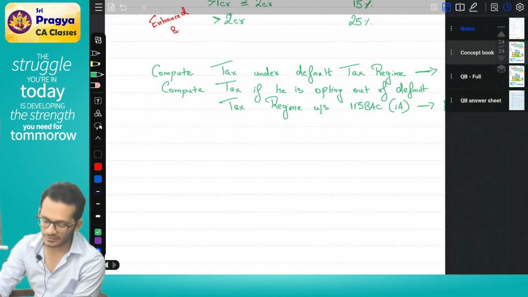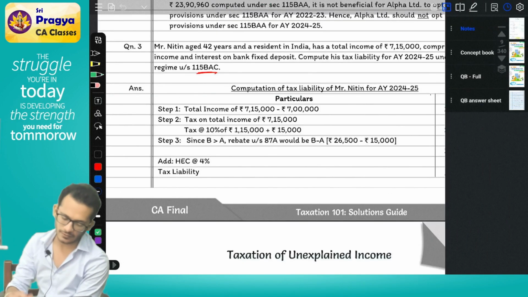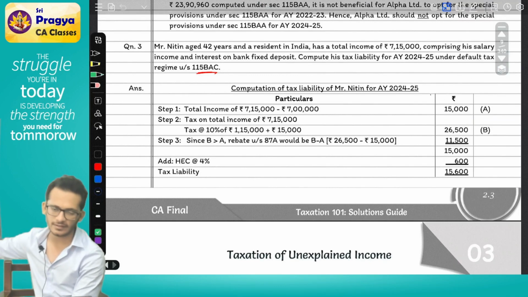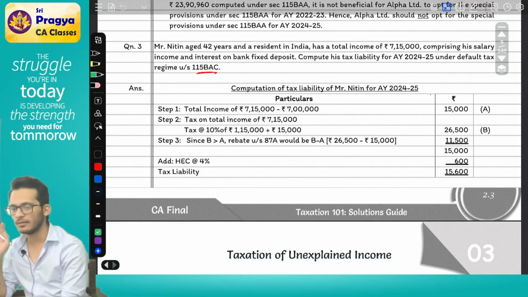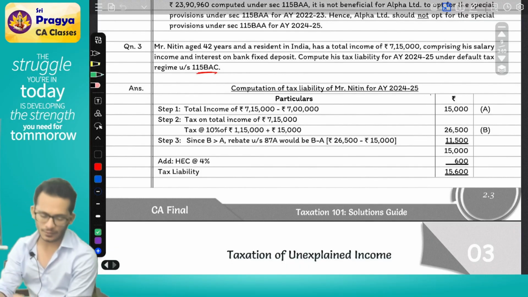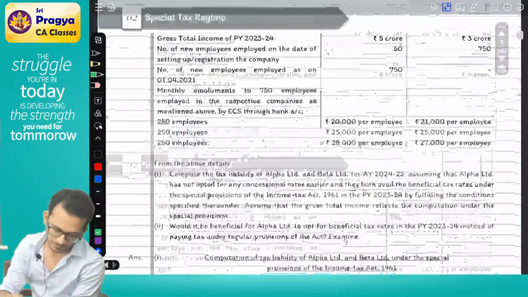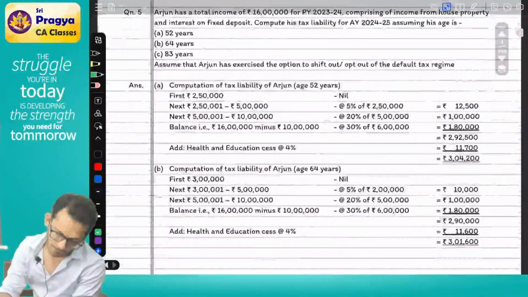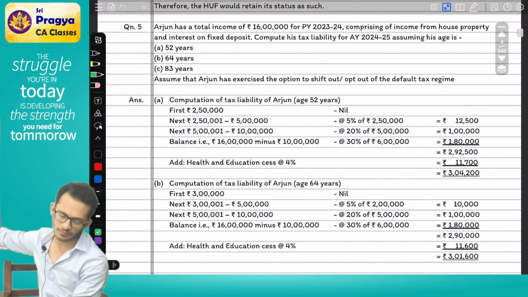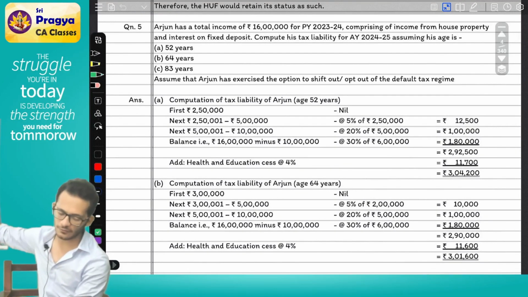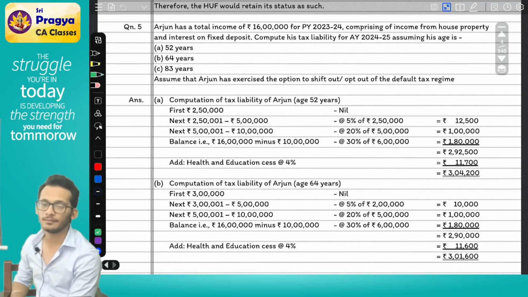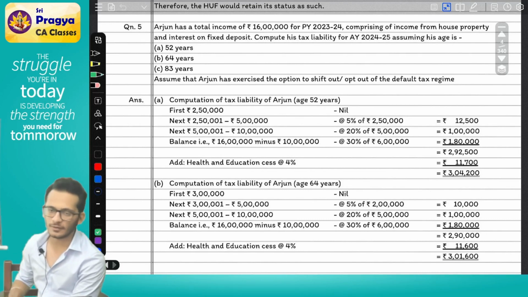If you notice the question which we were doing, it says compute his tax liability under default regime under section 115BAC. That means normal new regime. Going up, assume that Arjun has exercised the option of shift out or opt out of default tax regime. Then you have to do as per Finance Act, the old regime.